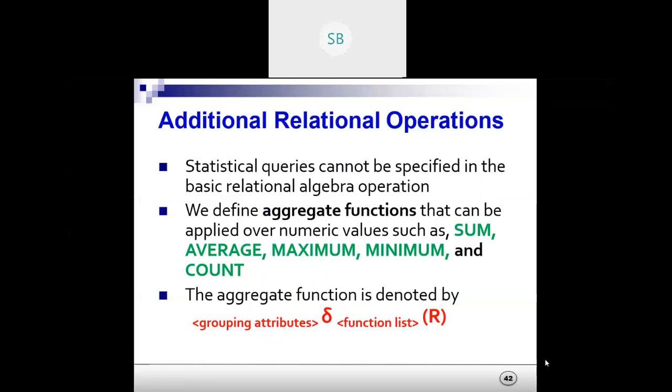So in relational algebra, we have some aggregate functions, like sum, average, maximum, minimum, and count. These are the aggregate functions, and in relational algebra, we need to denote these things. How do we represent it? We have this syntax: this is the delta symbol. We have the grouping attributes, and here the function list, and this is the name of the schema. So let's check an example.